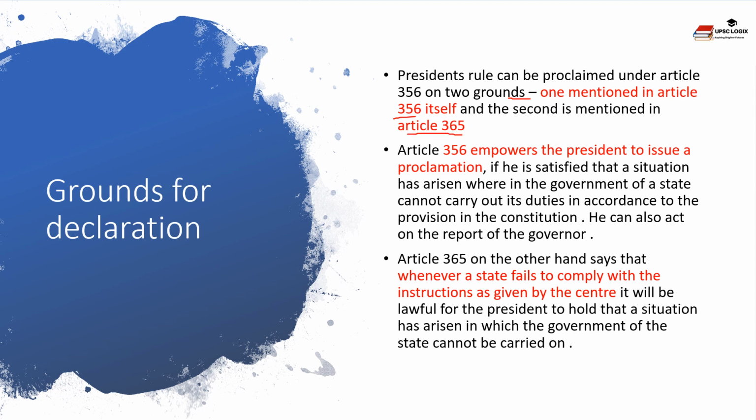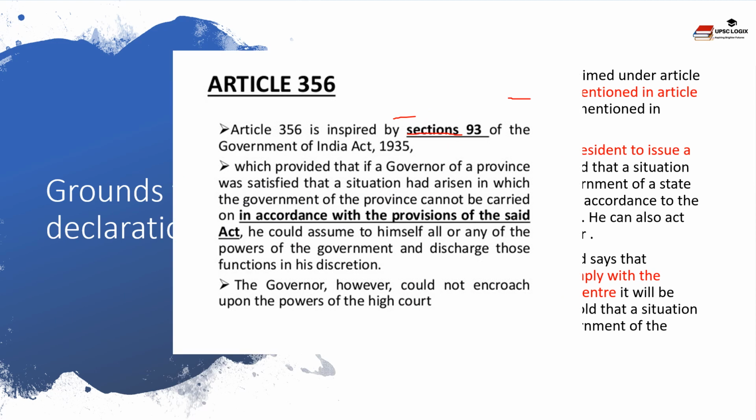So let us have a look at a bit more information about Article 356. And this has been inspired from the Section 93 of the Government of India Act 1935, and is very similar to what the Article 356 says. And it says that if a governor of a province was satisfied that the situation has arisen in which the government of the province cannot be carried on in accordance with the provisions of the said act, he could assume to himself all or any of the powers of the government and discharge those functions in his discretion.